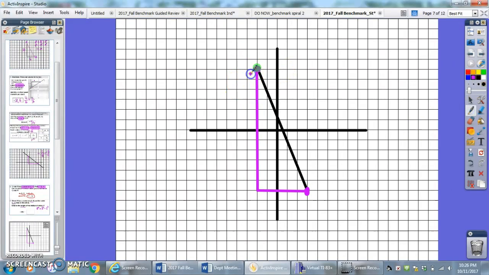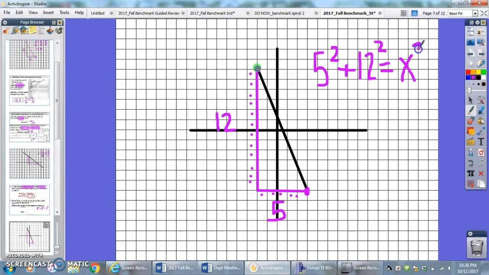Alright, so 1, 2, 3, 4, 5, 6, 7, 8, 9, 10, 11, 12. Alright, so we got a 12. And then this is 1, 2, 3, 4, 5. Alright, so 12 and 5. And so my formula again is a squared plus b squared equals c squared. So 5 squared plus 12 squared. Now it doesn't matter, you could have put 12 squared plus 5 squared. It would have been the same exact answer.